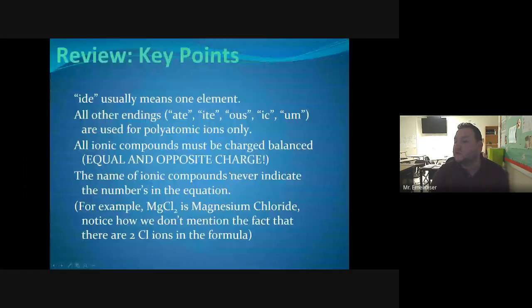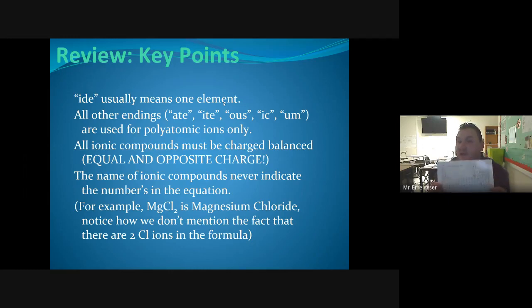Okay. Review. Here's some key points, okay? So keep in mind that "ide" usually means one element. All other endings, ate, ite, ous, ic, all of these endings are for polyatomic ions only. So "ide" is reserved for one element. So if the ending of a name is IDE, look on the periodic table, okay? And this will save you a lot of time if you're paying attention.